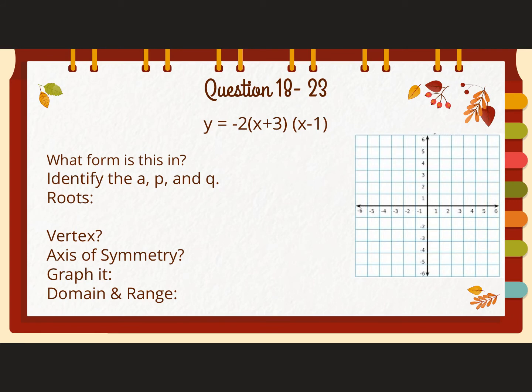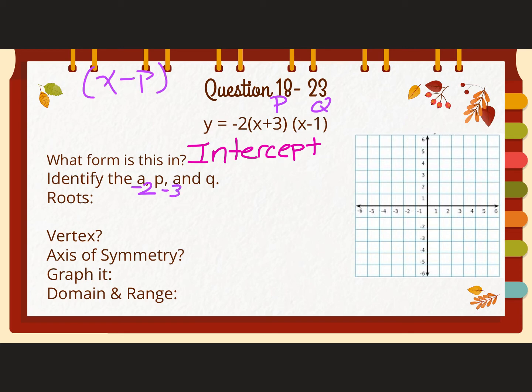So for this graph here, we have to tell what kind of form it is in, and it is in intercept form. Okay, the next part is we need to identify the A, the P, and the Q. So our A is negative 2. Our P and our Q are what follows. Now remember, our original formula is x minus P. Because it's a plus 3, I know that my P is going to become negative because 2 negatives give you that positive. And my Q is 1.